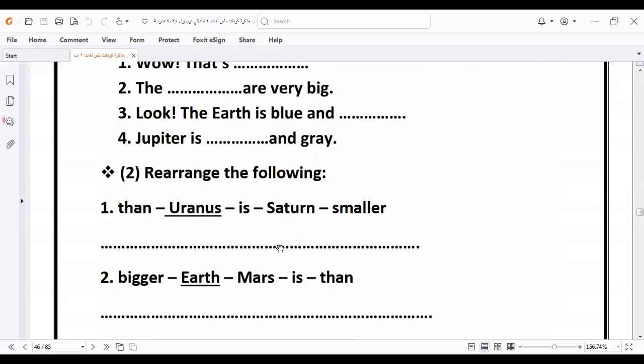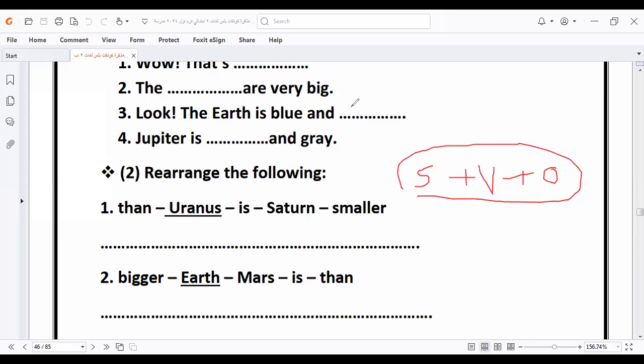As we wrote before, the rule that I will write in every video: we have subject plus verb plus object. This is called the statement form. When we make a question, we invert the verb instead of the subject. Let's answer the question applying this rule. Where is the subject here? Uranus. So I start with Uranus.